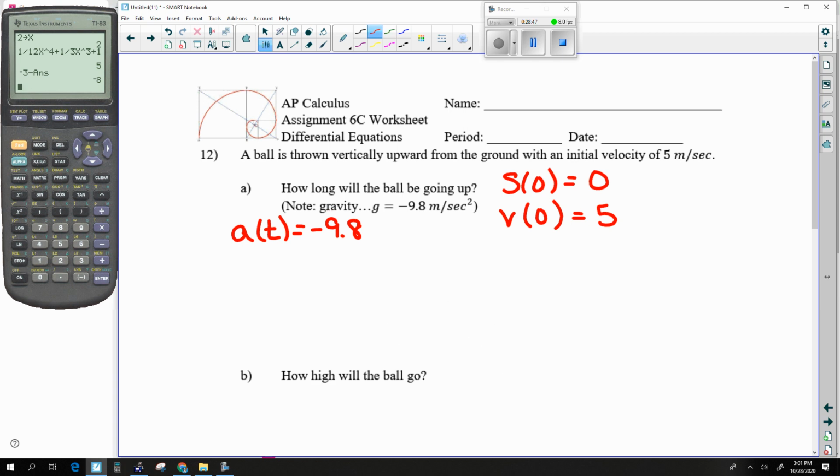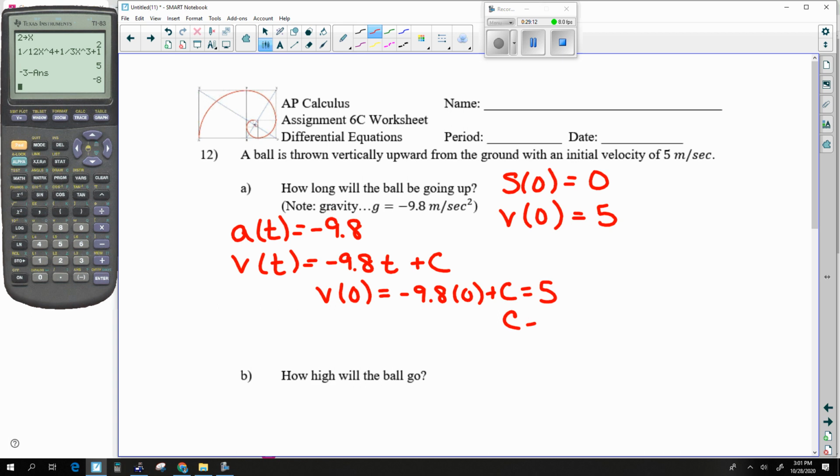Okay, so how long is the ball going up? How long does it take for velocity to get to 0? So the acceleration, let's turn this into velocity. Velocity is equal to -9.8 t plus c. Put in that initial condition: when time is equal to 0, the velocity is 5. So the velocity equation is -9.8 t plus 5.